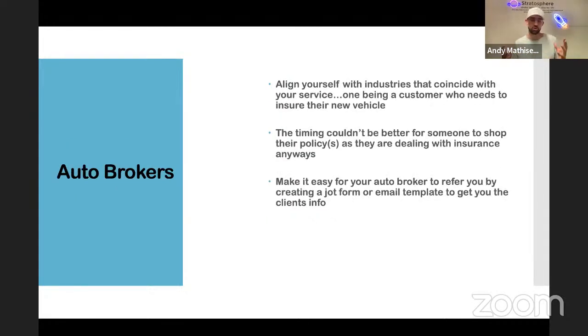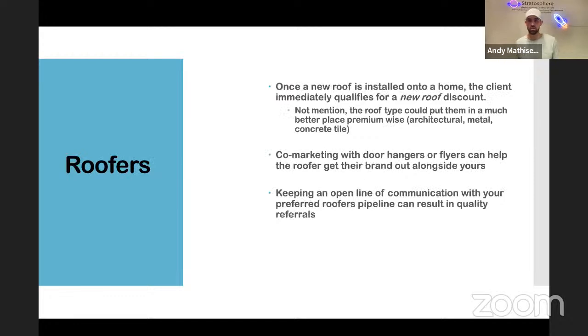Auto brokers, you guys get this. Buying a car, need to get it off the lot. Why wouldn't I just get in really well with a specific auto broker or two? So align yourself with these people and make sure you are a part of their process. Busy Fridays and Saturdays and Sundays. So help out as much as you can there.